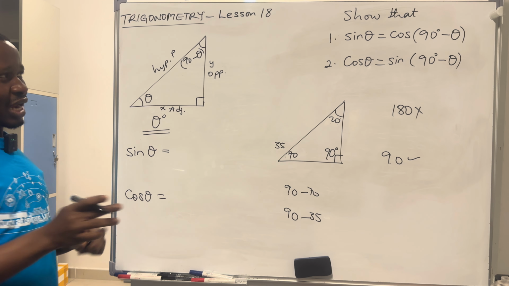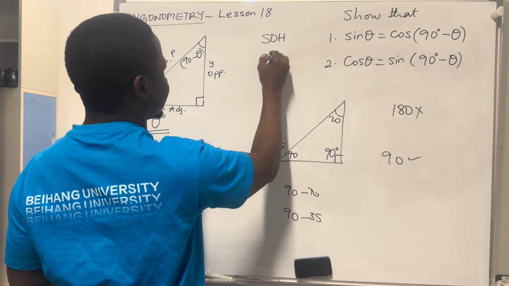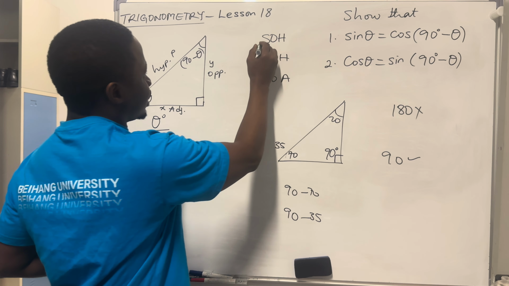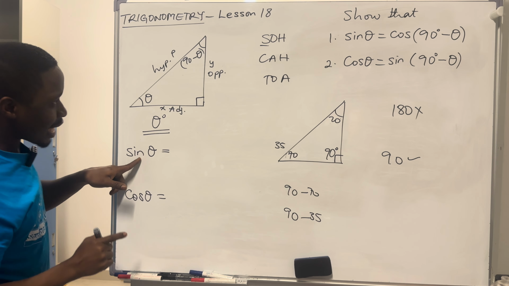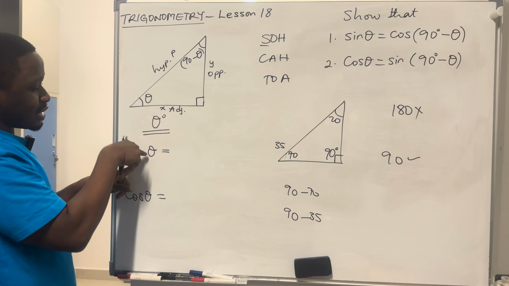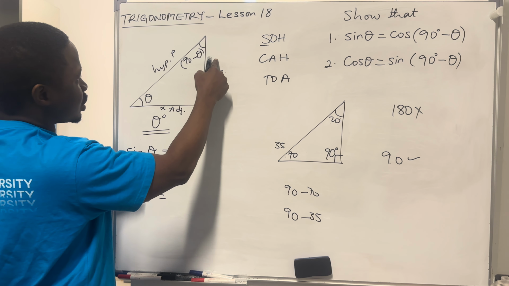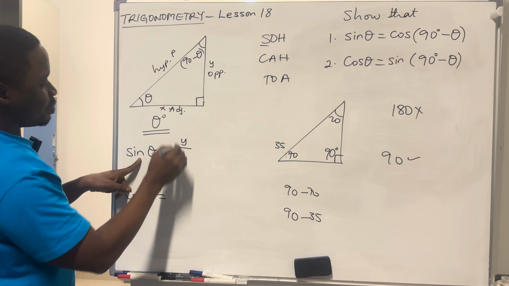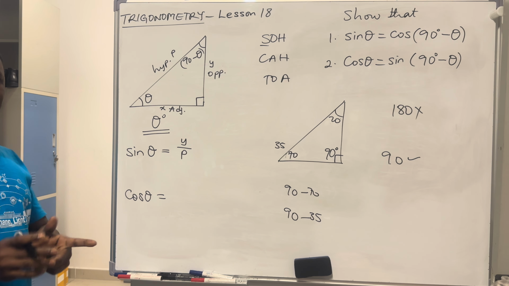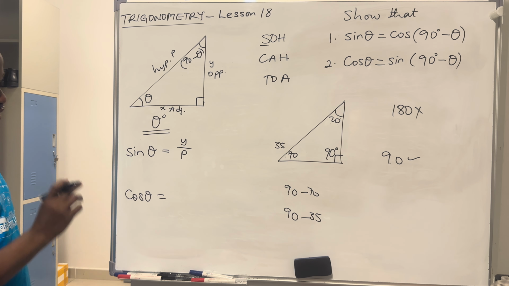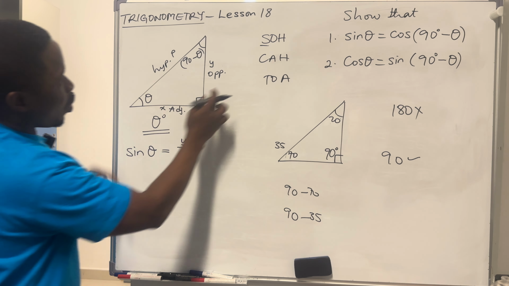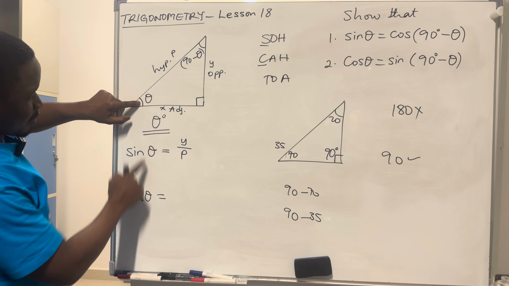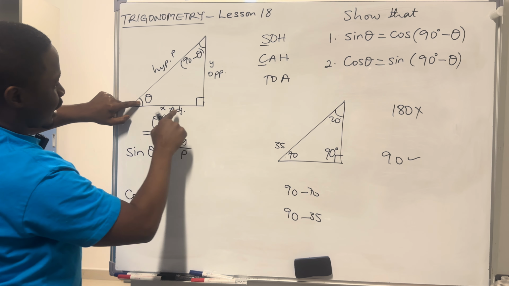Now, what is sine generally? Remember SOHCAHTOA. Sine is opposite over hypotenuse. According to theta we are dealing with, the opposite is y, over the hypotenuse, which is p. I hope it is clear. Now let us come to cos, with the same theta. Cos is adjacent over hypotenuse. According to theta, the adjacent is x.